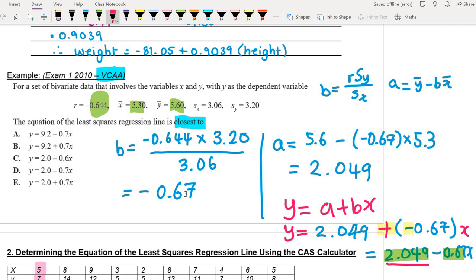So this will be 2.0. This will be 0.7. So then you look for those. And here we go, 2.0, 0.7. There's a negative in between. That's what we have. So the answer should be this one.